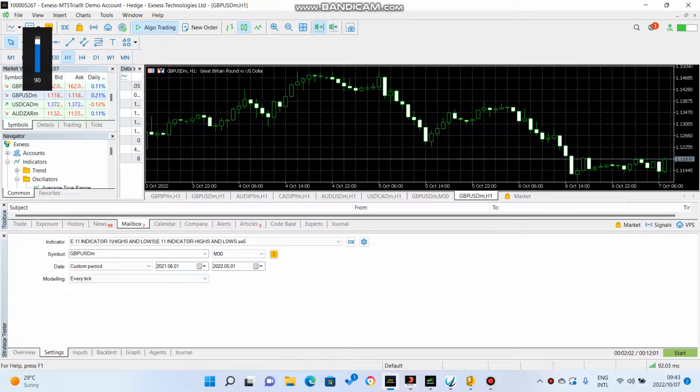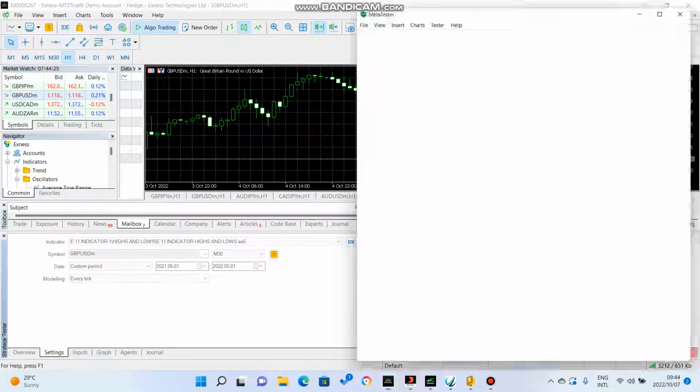Today we'll be testing this indicator, the E11 indicator highs and lows. So let us start the tester and check how this indicator works. We'll be testing it on GBP USD on the 30 minute time frame. You can choose whichever time frame you want to test it on. So let's just click start.